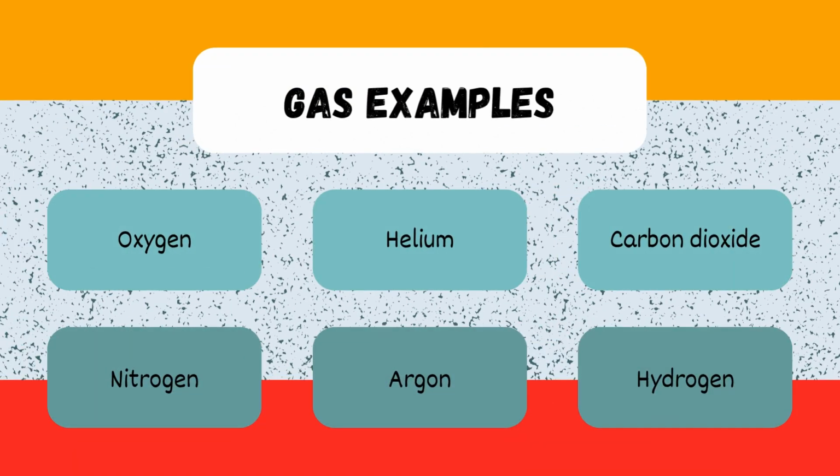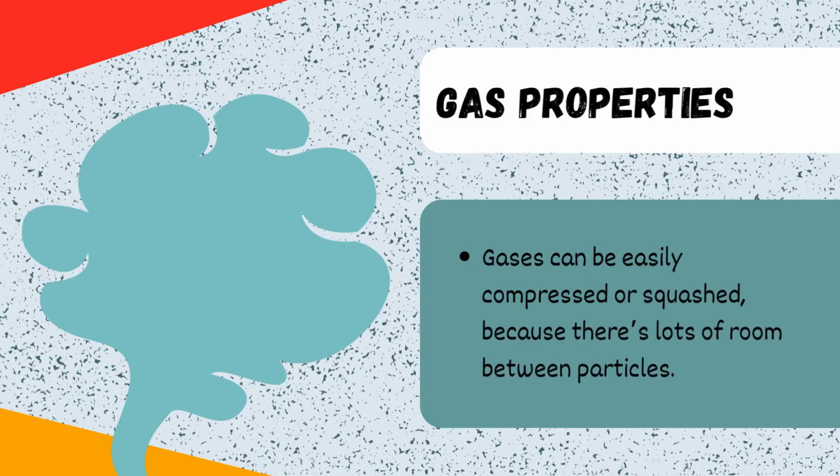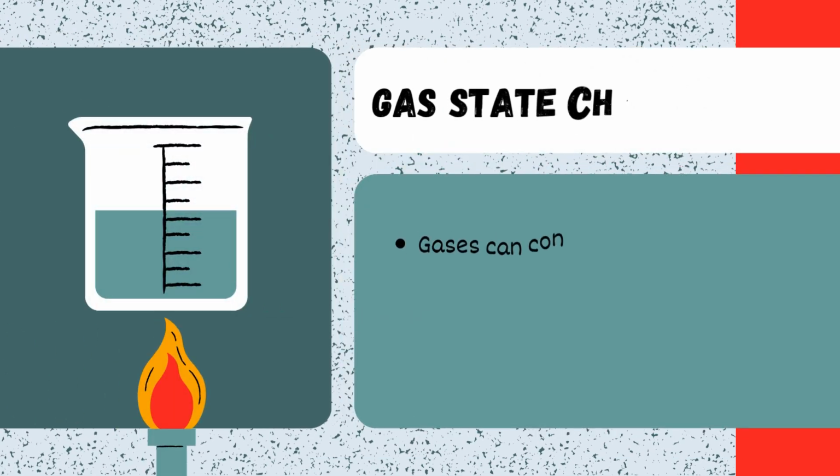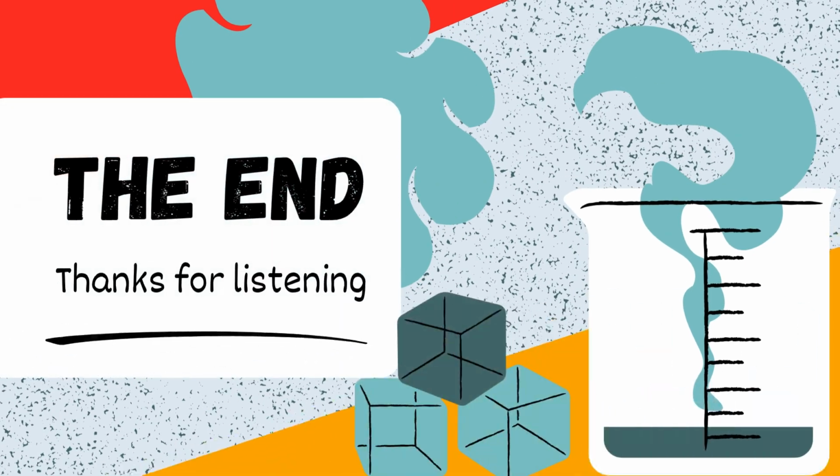Gas examples are oxygen, helium, carbon dioxide, nitrogen, argon, and hydrogen. Gas properties: gases can be easily compressed and squashed because there are lots of spaces among the particles. Gas state changes: gases can condense into liquids, and liquids can evaporate or boil to become gases. This was the end of the topic.